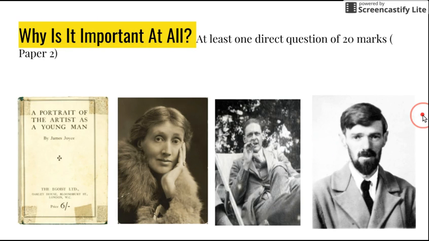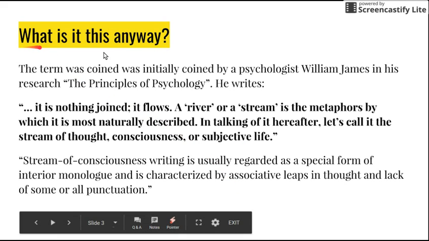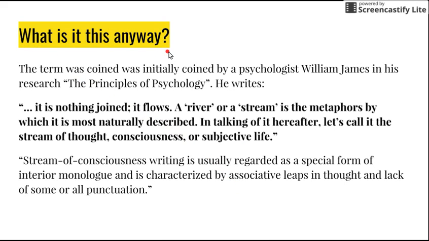So it's very critical. So what is it anyway? What is stream of consciousness? The term was initially coined by a psychologist by the name of William James. Now, William James is the brother of famous novelist Henry James. If you've read Henry James' books, one of the most famous was The Turn of the Screw, a very early proponent of modernism.